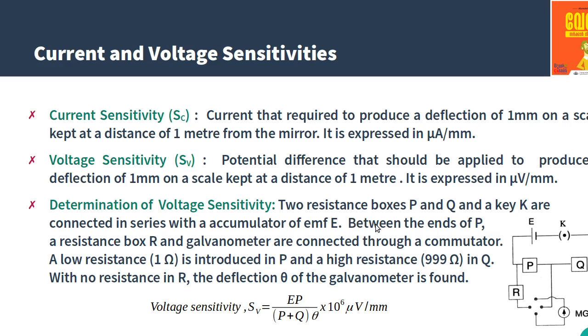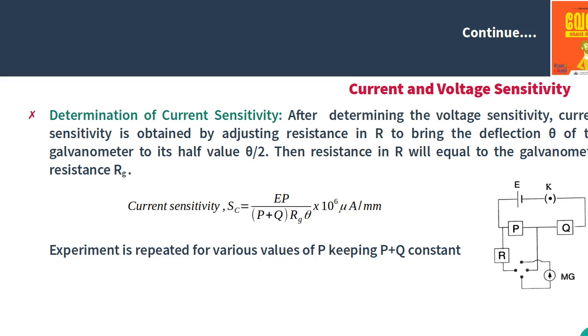If you want to measure the current sensitivity, the method is the same and the connections are the same. After determining the voltage sensitivity, if you want to determine the current sensitivity, you just adjust the value in R.